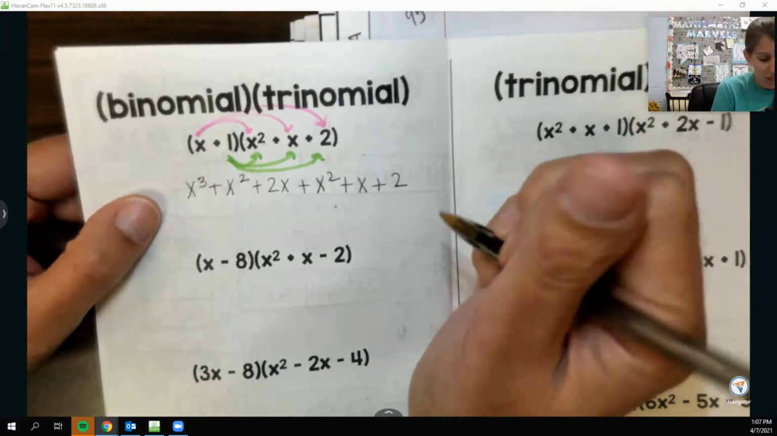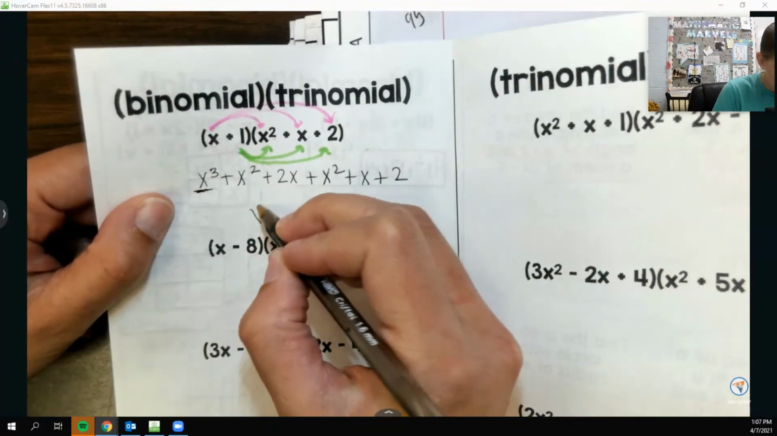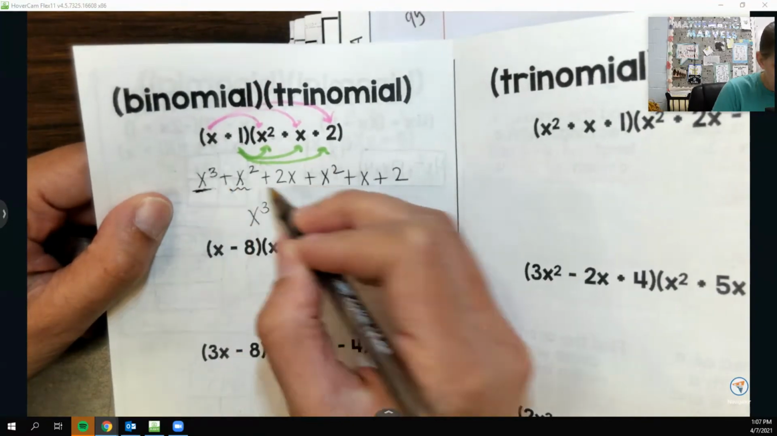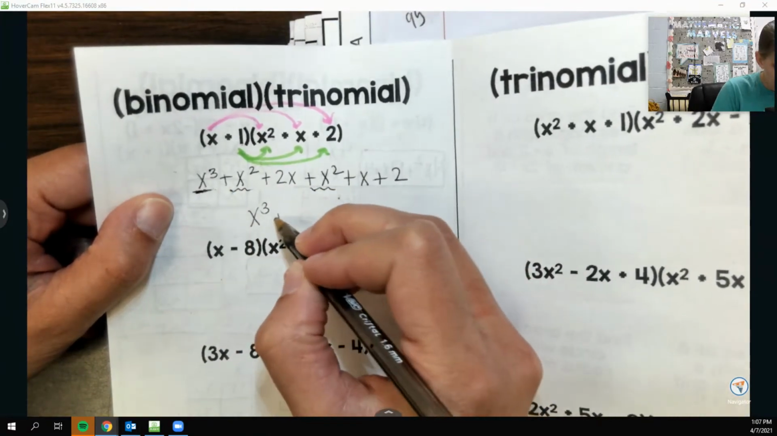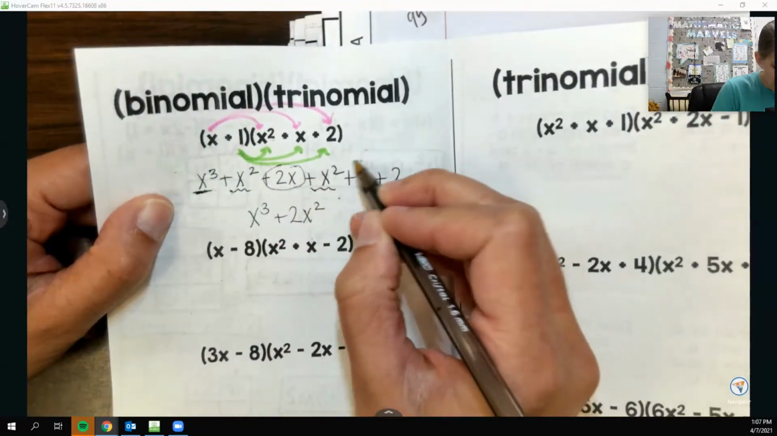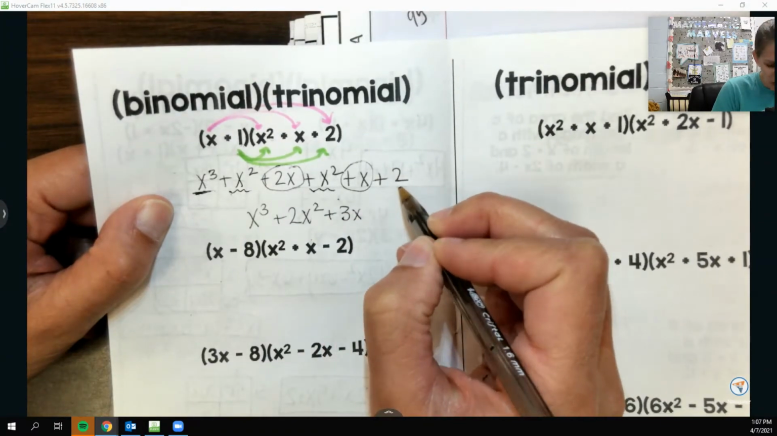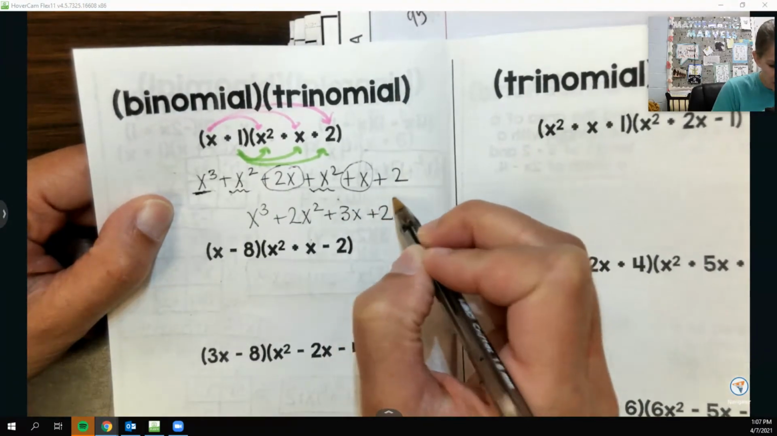Then we collect our like terms. So I have only this x to the third, but then I have an x squared here and an x squared there for 2x squareds. And I have a 2x here and a 1x there for 3x's. And then just this chilling 2 at the end.